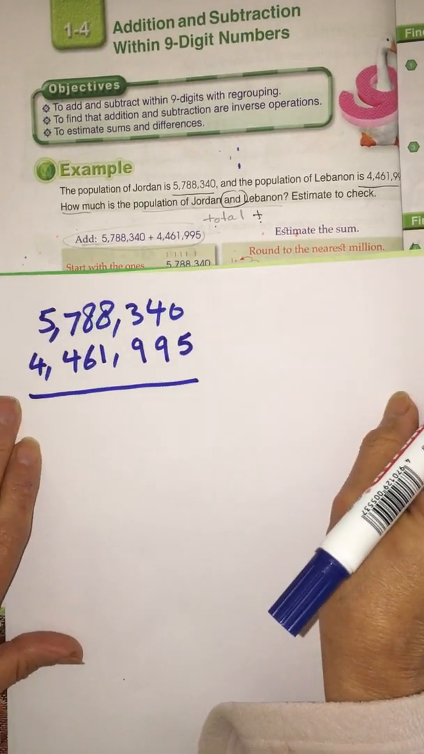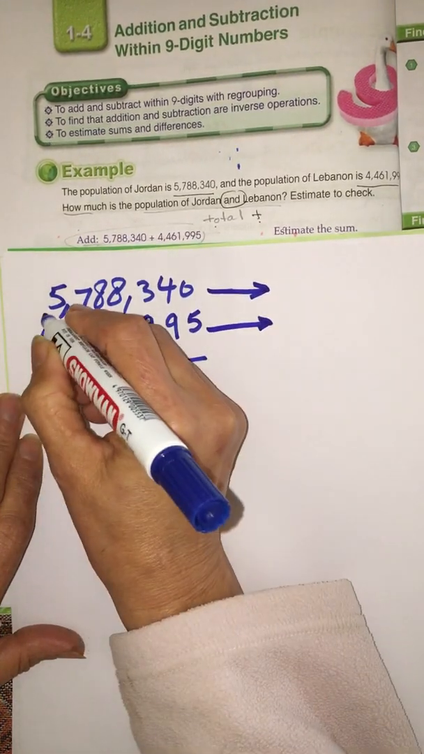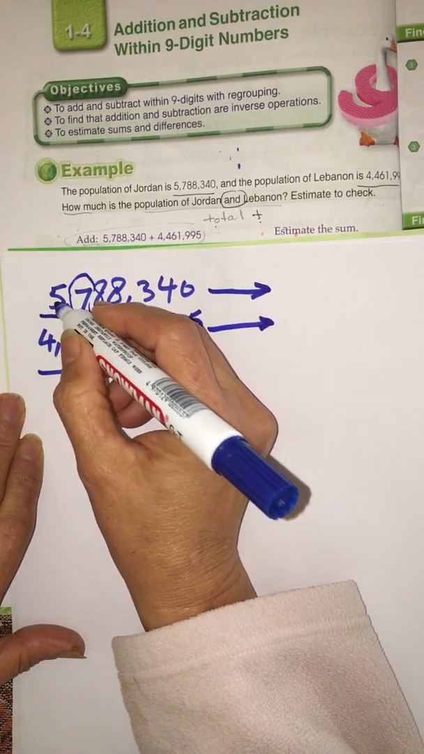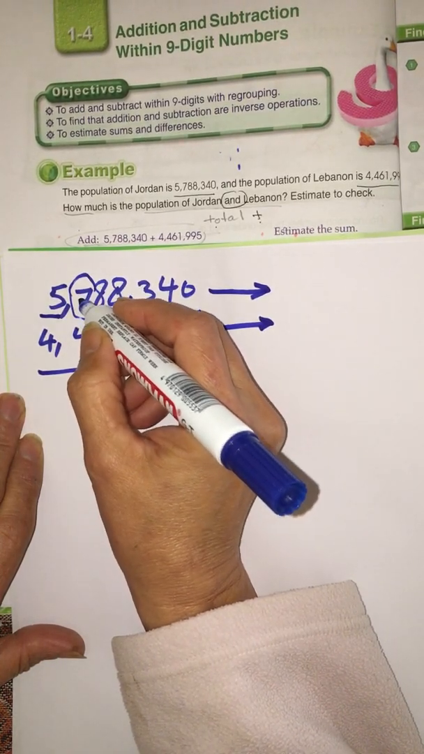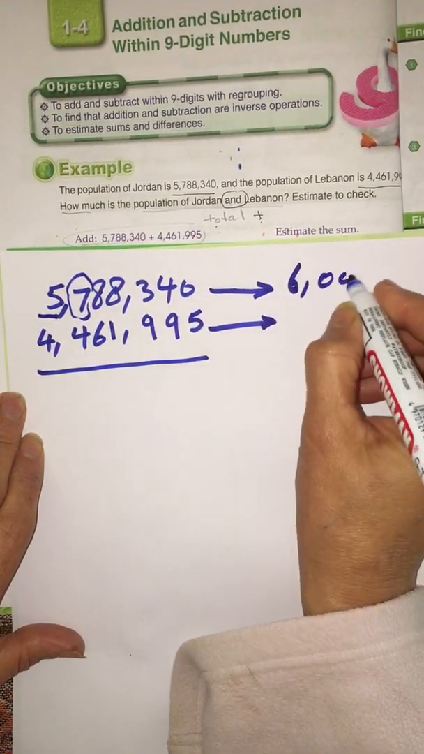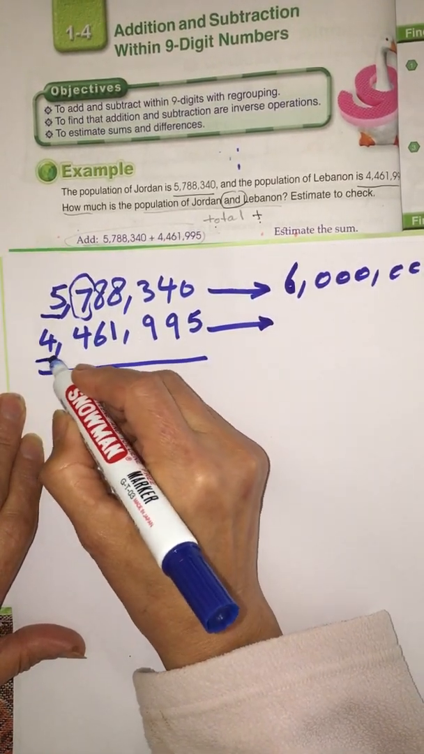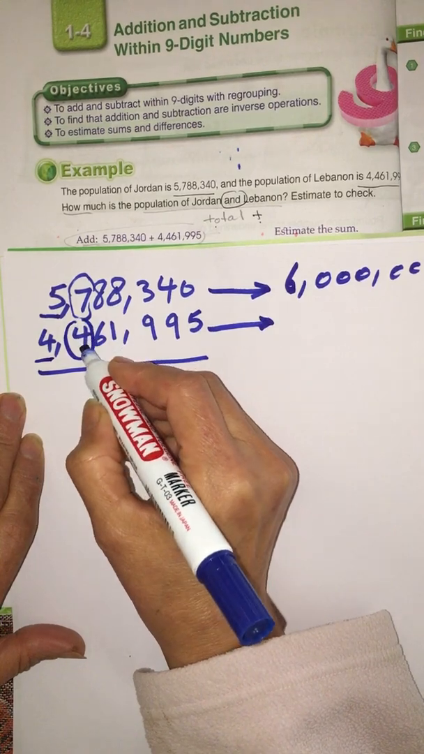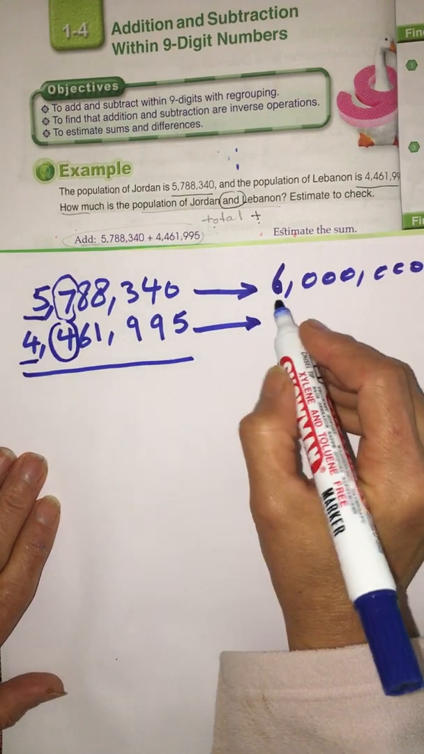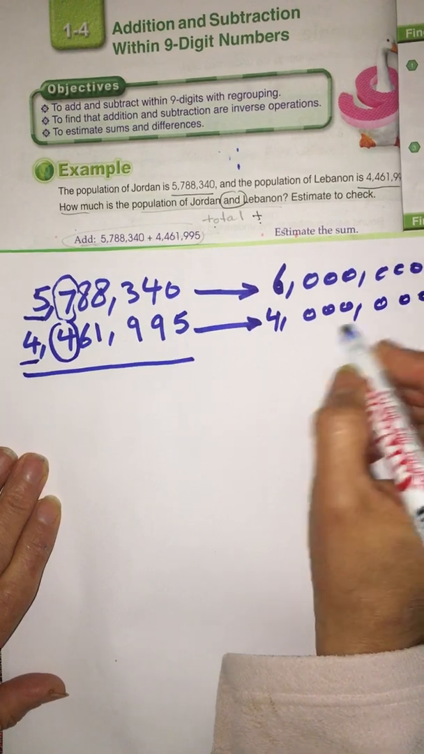Now I will start by estimating this number. Underline the 5, circle the 7. Now the 5 will become 6. Why? Because the 7 is in the second group and it will give the 5 one. So it will be 6 million, comma, and the rest of the digits will be zeros. Now here underline the 4, circle this 4. This 4 is in the first group, it will not give 1 to the 4. So the 4 will stay 4, so it will be 4 millions, 4 with 6 zeros.